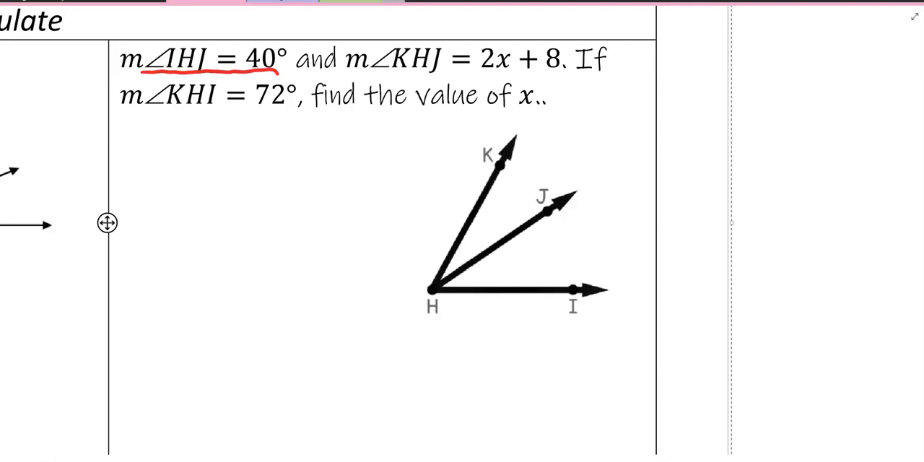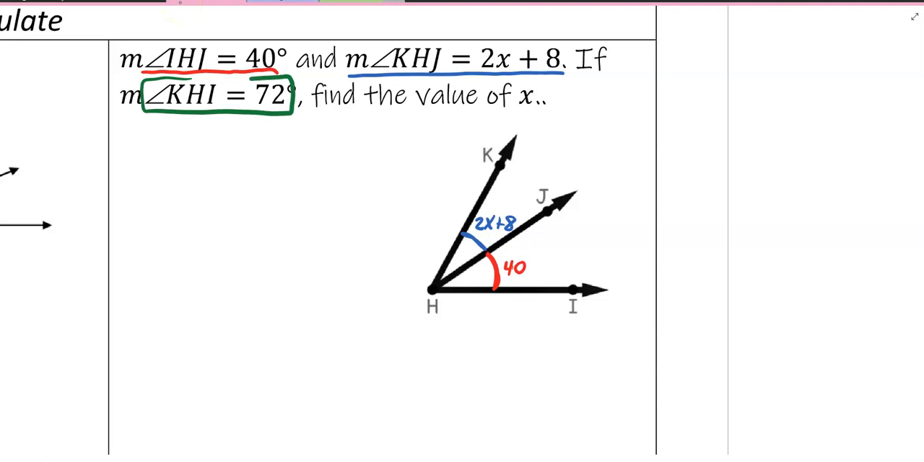So let's do this one. IHJ, and it's important to label this. I'm going to use red. IHJ is going to be this one here in red. KHJ, so that's going to be this one here, is 2x plus 8. So let's actually write these on here so that we can kind of get an idea. And then the last thing that we know is that KHI, the entire thing, is 72 degrees. So we'll do this, I'll point an arrow there, and say 72.